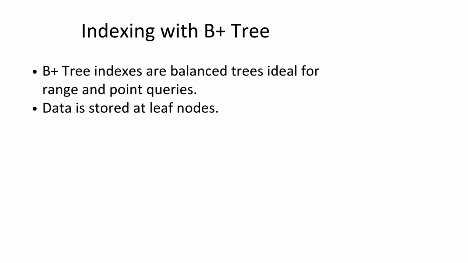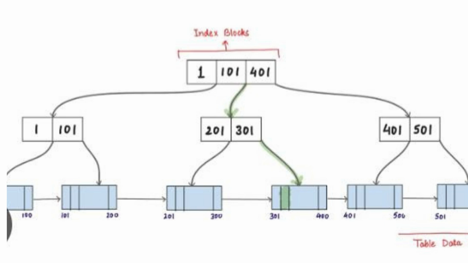Indexing in B plus tree. B plus tree is the most widely used indexing structure. It keeps data sorted and allows fast insertions, deletions, and lookups. All actual data pointers are stored at the leaf level, and the internal nodes guide the search.